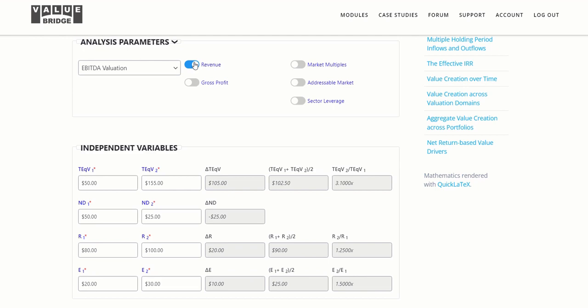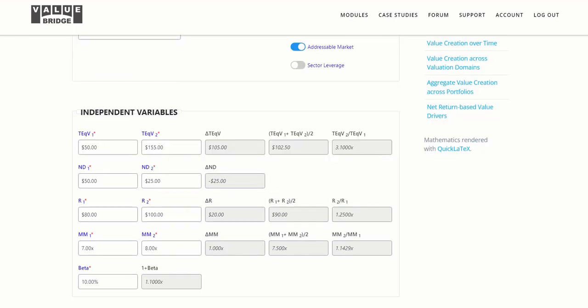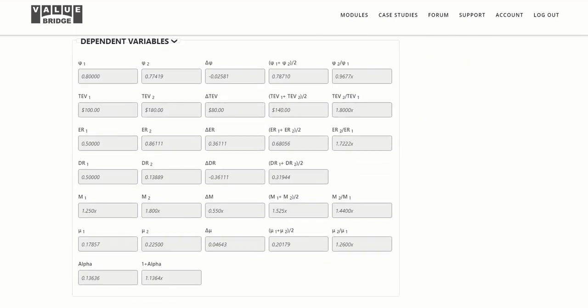And note that selecting revenue unlocked two more options. To the model, we can now add gross profit and the relative change in the company's addressable market. If we decide to change the valuation basis from EBITDA to revenue, then the inputs for EBITDA and gross profit go away because they're no longer value drivers. But the addressable market inputs remain, and to this we can add the prevailing market multiples for the deal. Okay, now at least a dozen different value drivers can be calculated from this particular selection. But the independent variables are the only numbers that we need to plug into the model. Everything else that's gray is a dependent variable that cannot be modified.